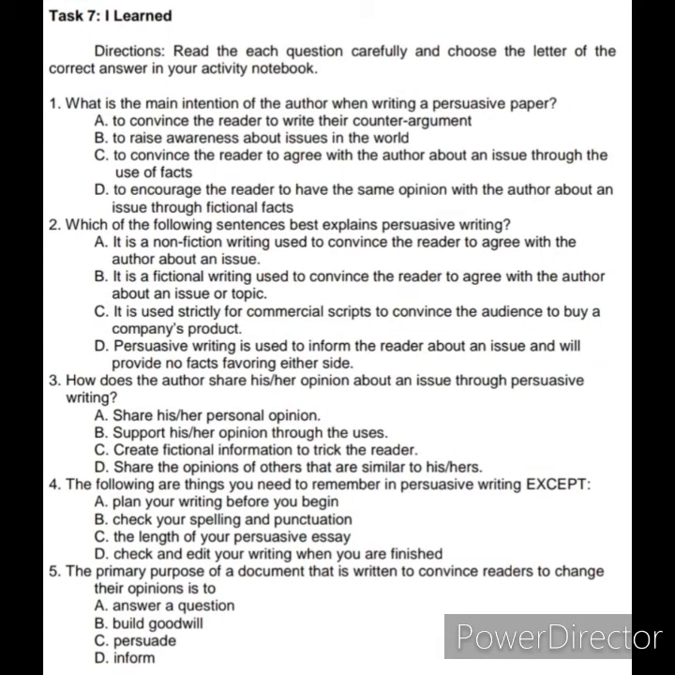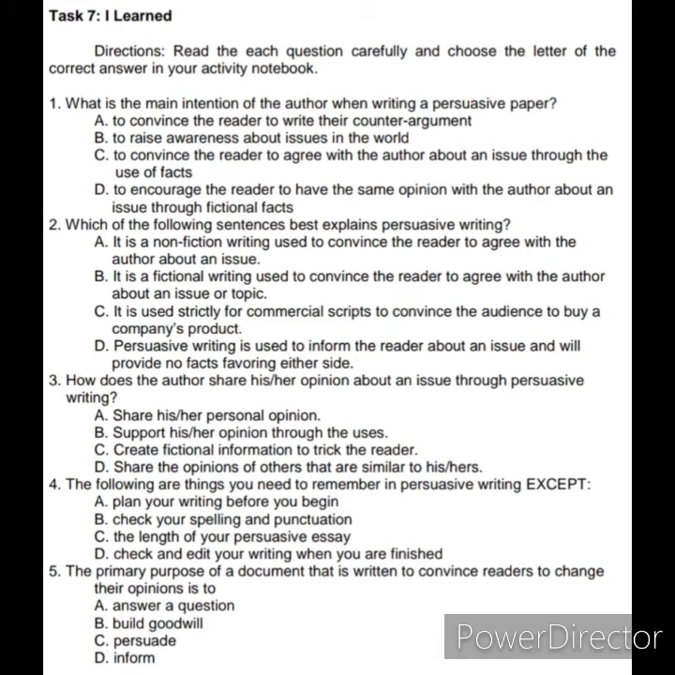Now, let us do task 7. I will read each question carefully and write the letter of the correct answer on your activity notebook. Number 1. What is the main intention of the author when writing a persuasive paper?